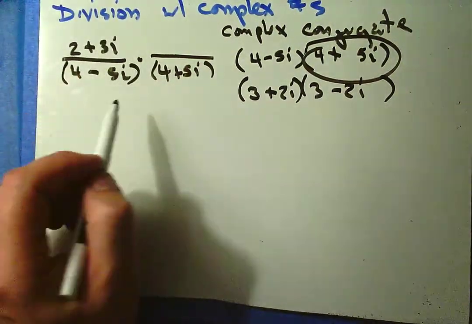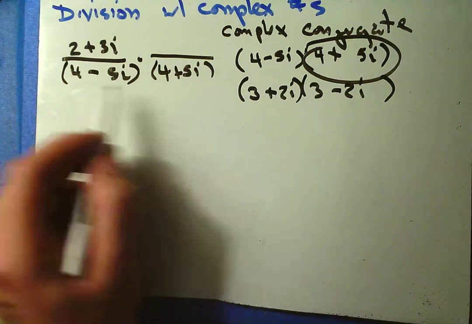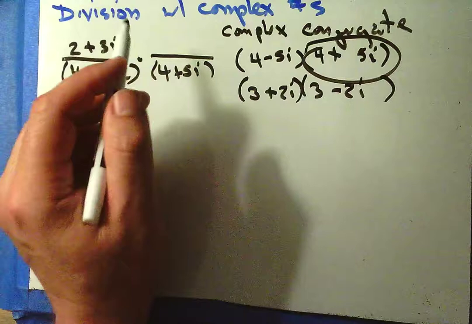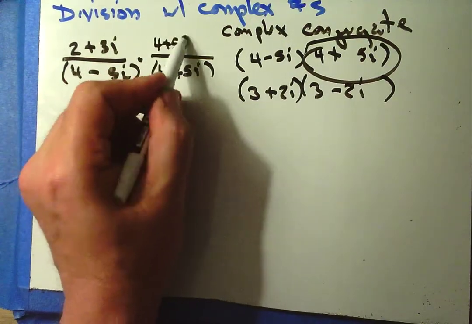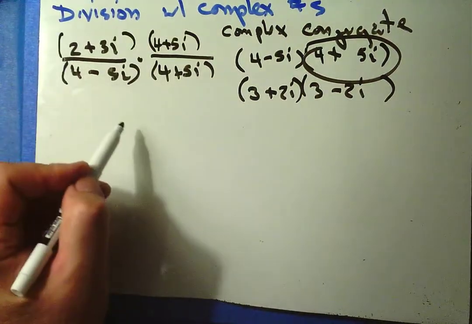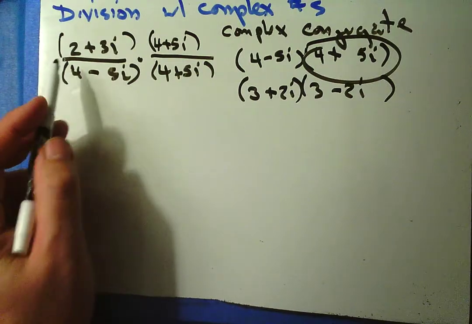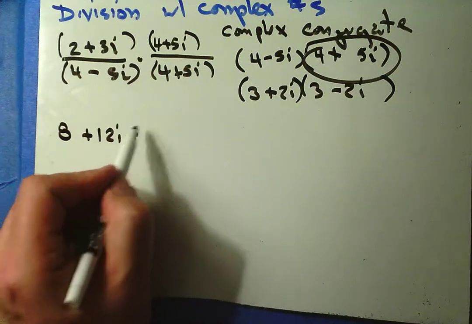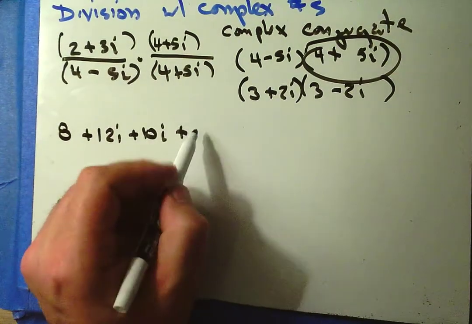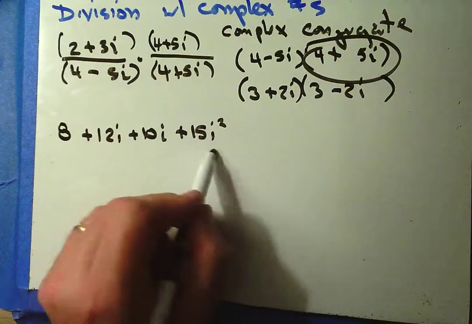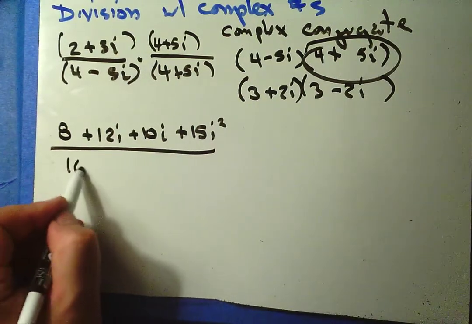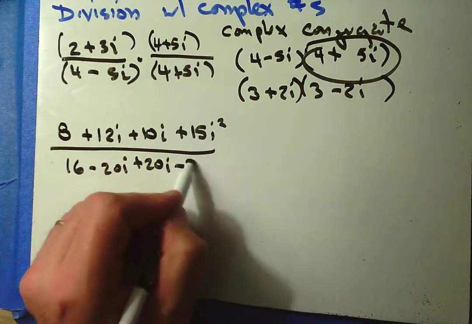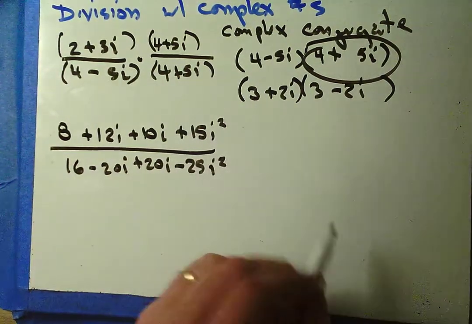Instead of getting an a plus bi complex number in the denominator, I'm just going to get a real number in the denominator. 4 plus 5i. Okay, so really all we have to do is some foiling. We'll FOIL on top, 8 plus 12i plus 10i plus 15i squared. And on the bottom, 16 minus 20i plus 20i minus 25i squared.